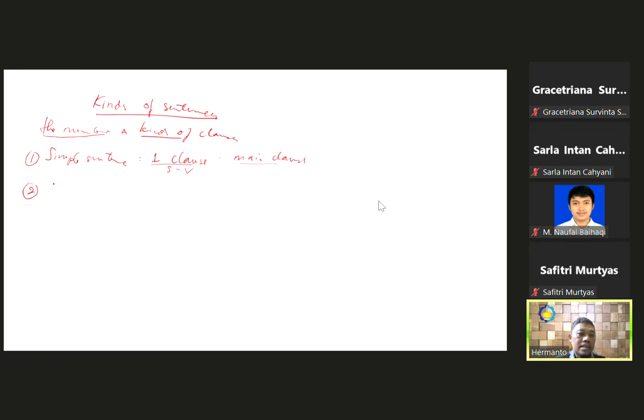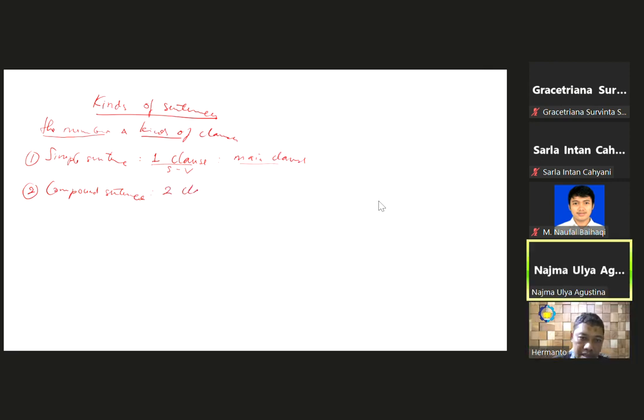Number 2 is compound sentence. How many clauses are there in a compound sentence? 2 clauses. Okay. What clauses are they?